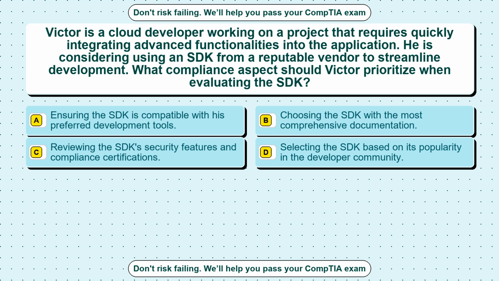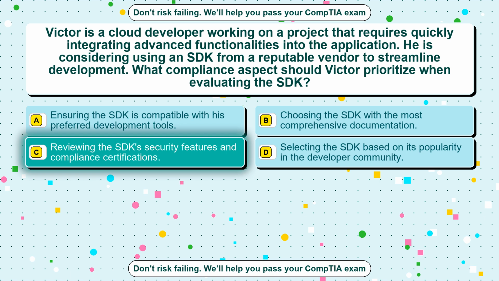Option A. Ensuring the SDK is compatible with his preferred development tools. Option B. Choosing the SDK with the most comprehensive documentation. Option C. Reviewing the SDK security features and compliance certifications. Option D. Selecting the SDK based on its popularity in the developer community. The correct answer is option C. Reviewing the SDK security features and compliance certifications.